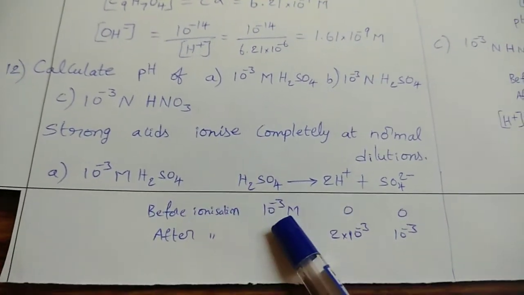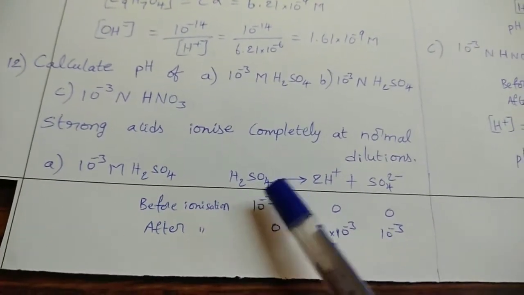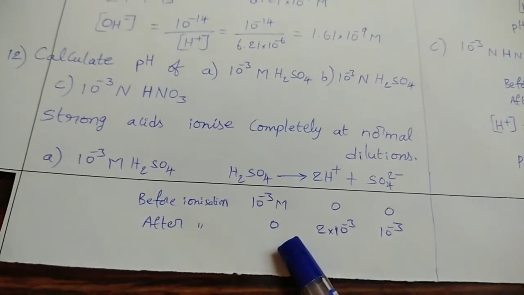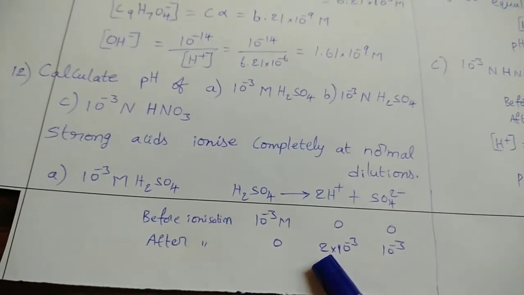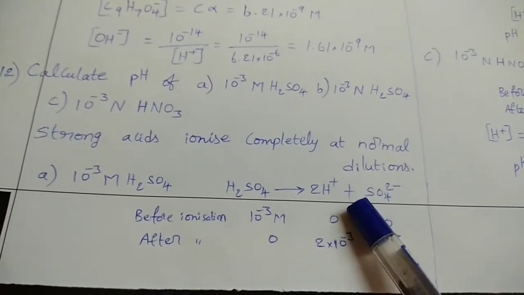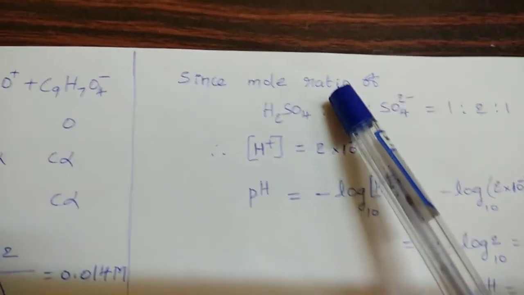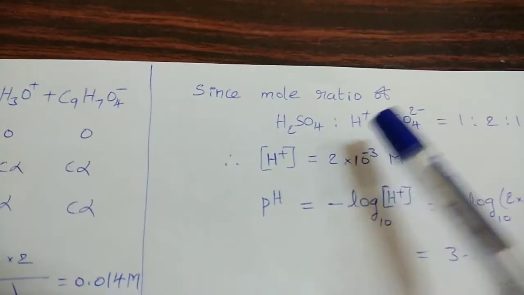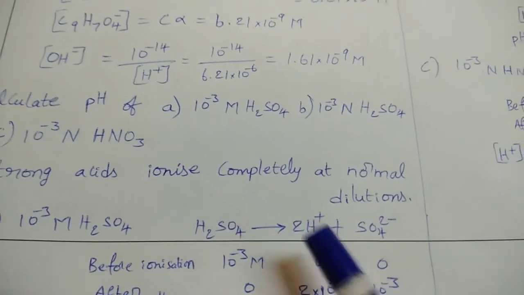Before ionization, the concentration is 10 power minus 3, 0, 0. It undergoes complete ionization. So after ionization, its concentration is 0. Here 2 moles of H plus ions, that's why 2 into 10 power minus 3. This is 1 mole, so 10 power minus 3. See this, since the mole ratio of H2SO4, H plus, SO4 2 minus, according to the equation, how many moles of H2SO4? 1. This is 2. This is 1.